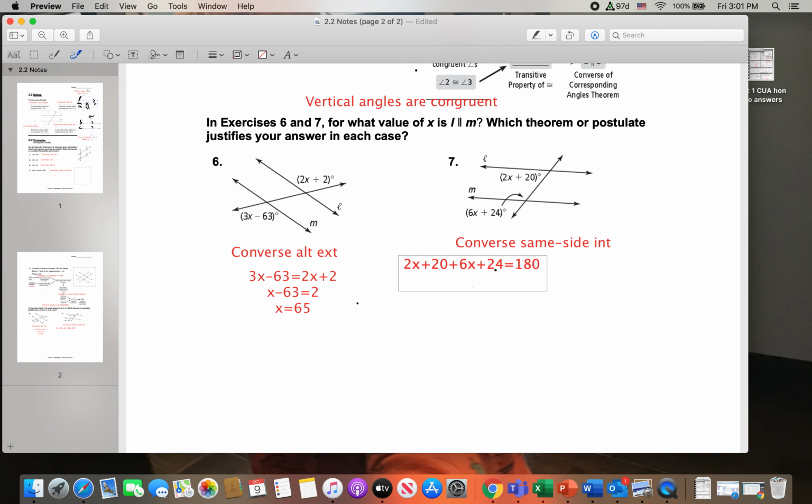Let's combine like terms. 2x and 6x is 8x, plus 20 plus 24, 44, equals 180. Next step, get rid of the 44. 8x equals 136. Last step, divide both sides by 8. X equals, use a calculator, 17.